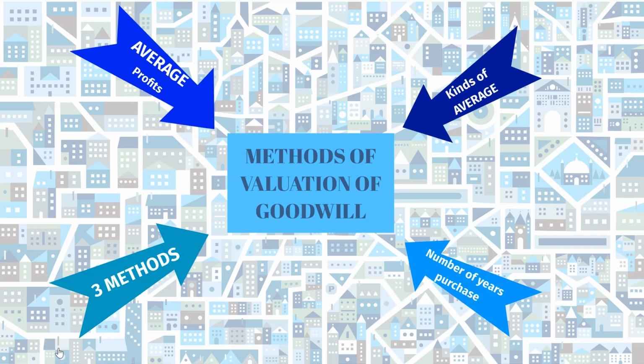So in this video, we learnt why average profits of the past years is used by the buyer in the valuation of goodwill, why we need to make adjustments to the past year's average profits, and what are the adjustments to be made to past year's average profits to arrive at the future annual maintainable profits. In the upcoming video, we will see the difference between simple average and weighted average by means of an example.